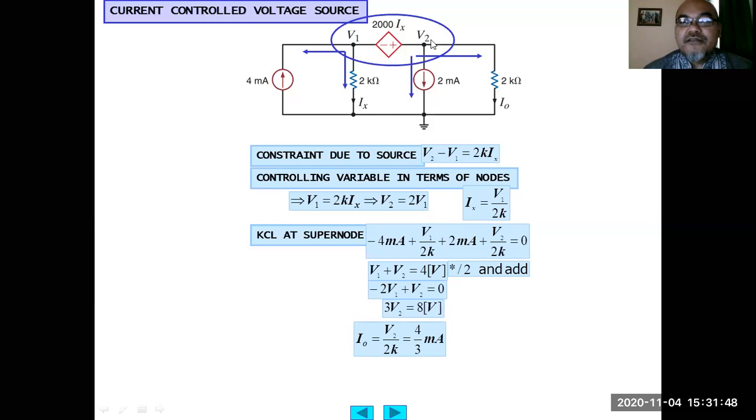Since we obtain the value of V2, we can immediately calculate Io here. Io, the current flowing through the 2 kilo ohm using Ohm's law, can be calculated as V2 divided by 2K, or here 8 divided by 3 divided by 2K, which equals 4 over 3 milliampere.